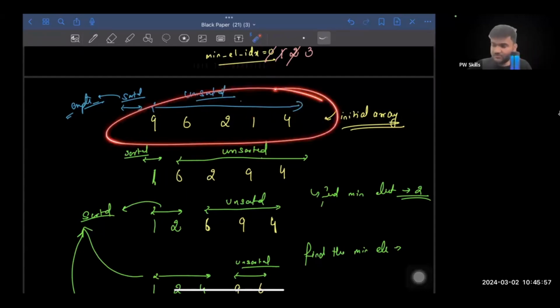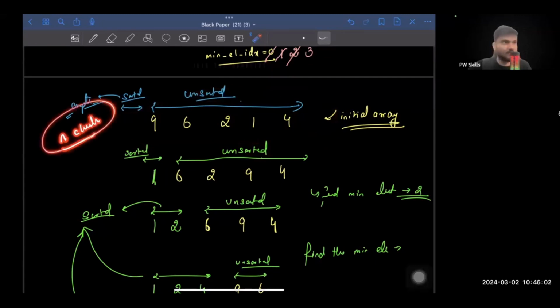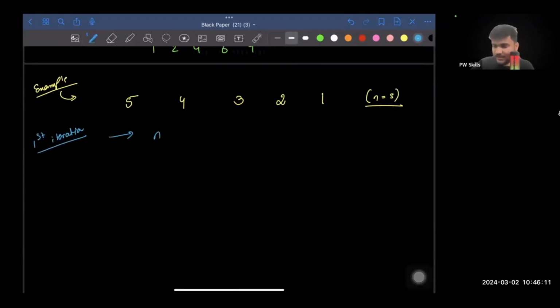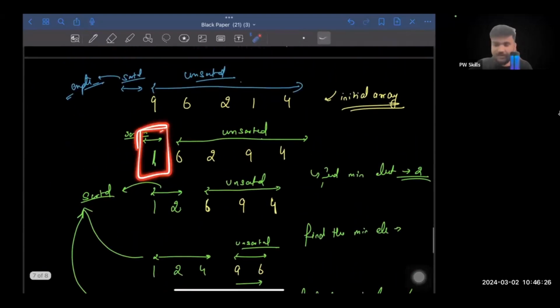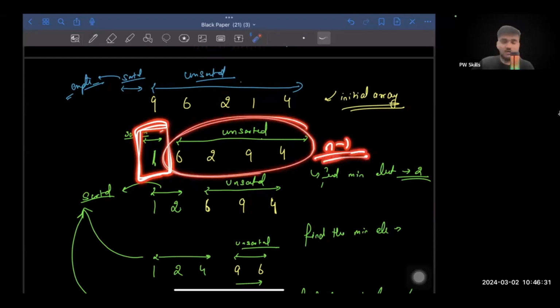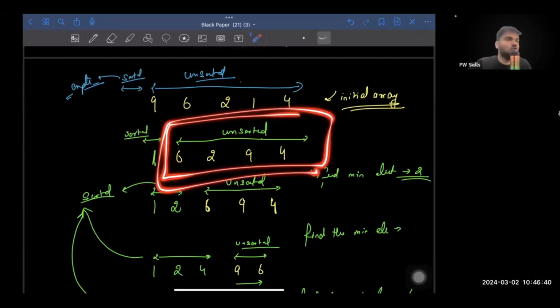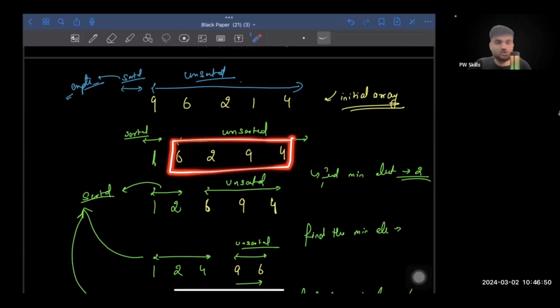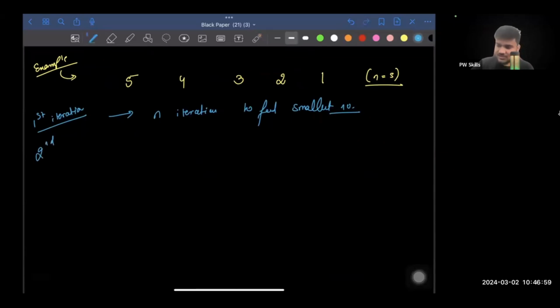So in the first iteration, we are making n checks; for getting the first number, we take n iterations to find the smallest number. Then you have one element in the sorted region and n minus one elements in the unsorted region. To find the smallest number again, you do not need to go through n numbers again. You can just check among the n minus one numbers, one by one. So in the second iteration, you take n minus one iterations to find the smallest number.